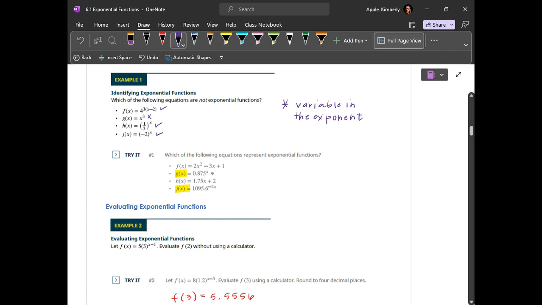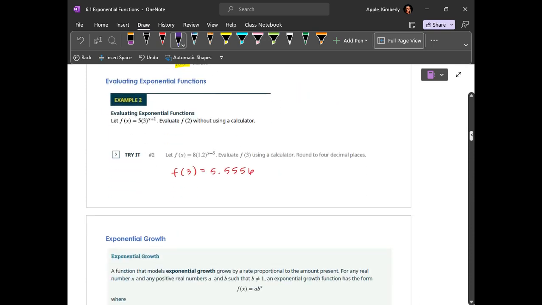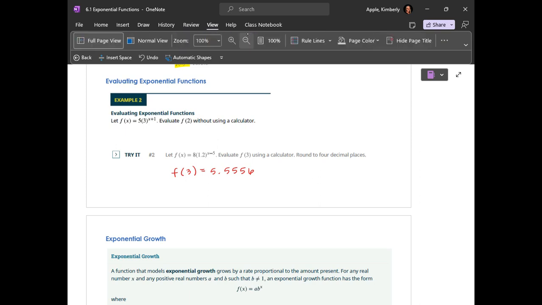You will see that g of x and f of x do in fact have those variables in the exponents here and here, whereas h of x and f of x do not. This is your standard quadratic. This is a standard linear function. Next, we'll evaluate exponential functions, which is pretty standard stuff.